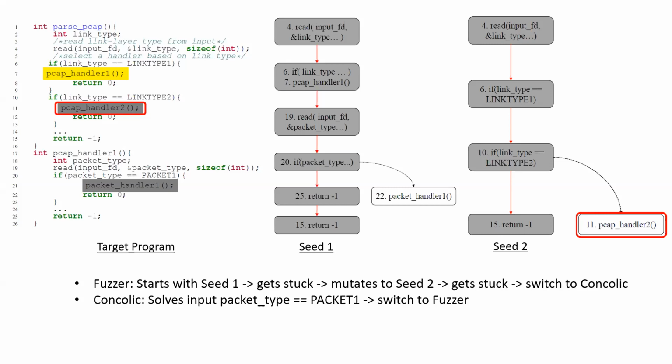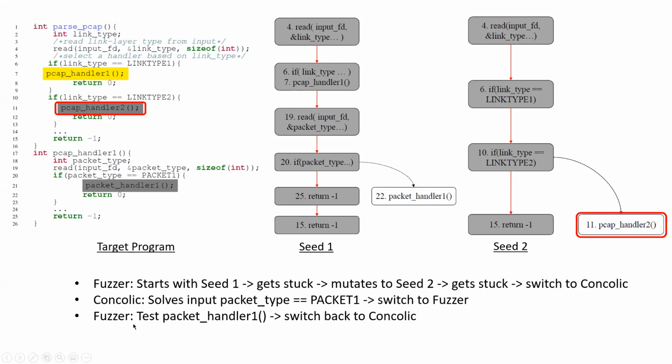And it will solve the input packets to the packet type to packet 1. Which line is this? Oh, it's line 20, right? Okay, so it will switch further. So the concurrent execution will get seed 1 first, and then it solves the line 20 condition. Now that the line 20 condition is solved, it can switch to the fuzzer, and the fuzzer can explore line 22, the packet handler 1.